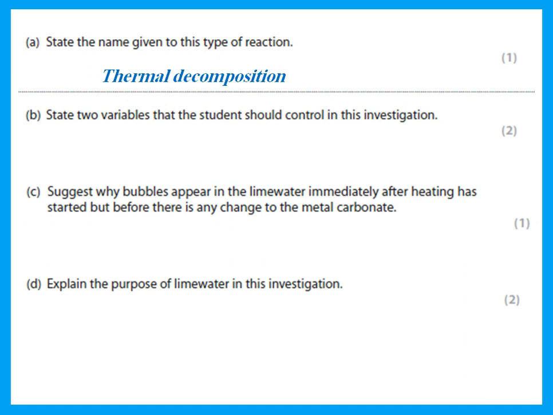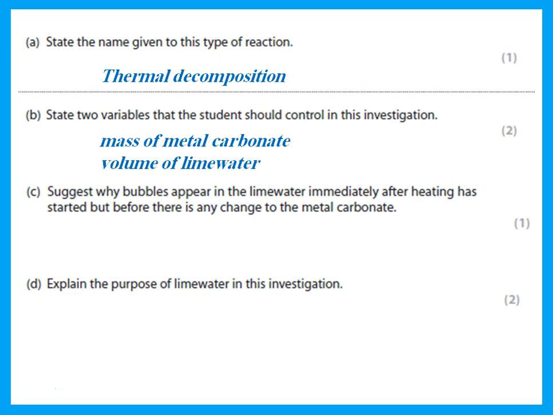State 2 variables that the student should control in this investigation. She wants, what are we trying to do? She wants to change the type of carbonate, so she has to keep everything else the same. So the same mass of the carbonate, the same volume of lime water.